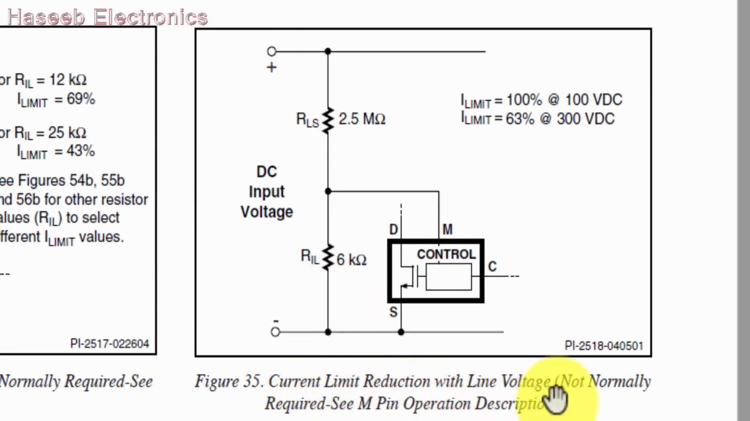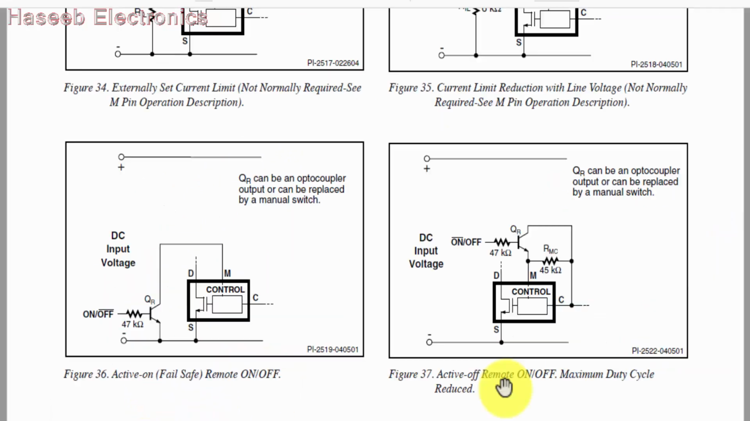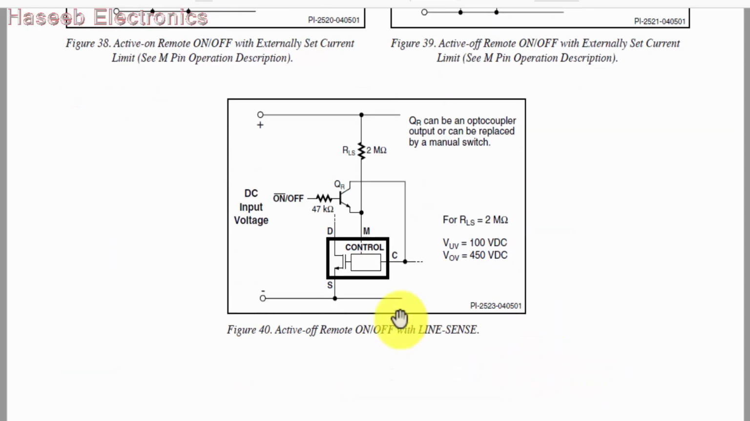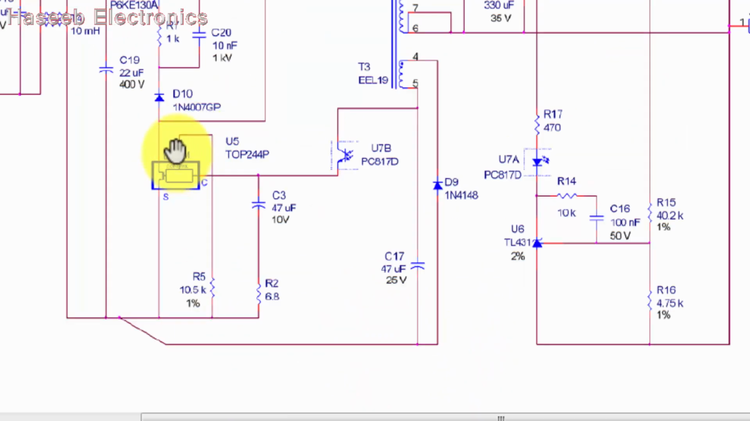In this configuration, the multifunction pin is connected with a transistor, whose base is connected to a 47 kilo ohm resistor, and for on/off, it is fail safe, active on. It is active off, remote on. So we can control its function using some microcontroller, some chip, or some remote control, any signal which can turn the power supply on or off for a power saving option. In this design, it is only controlling the current.